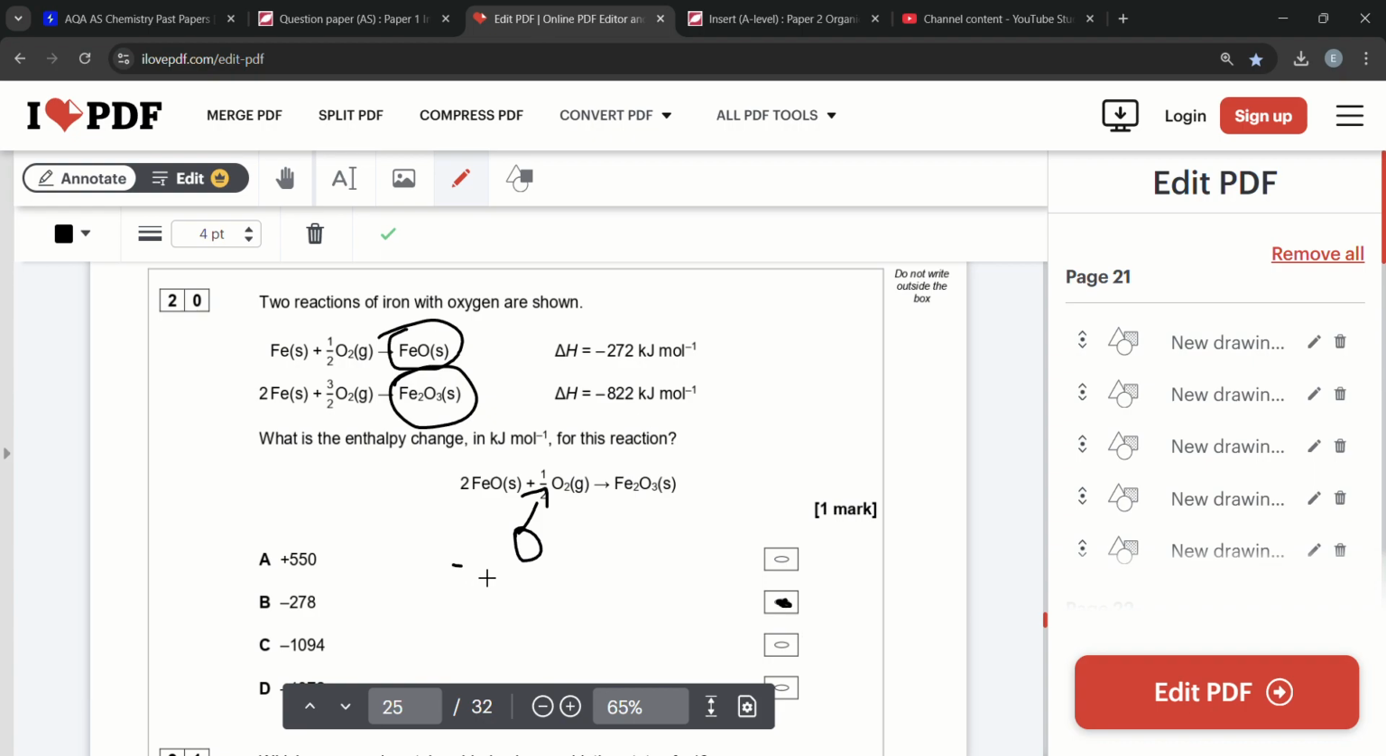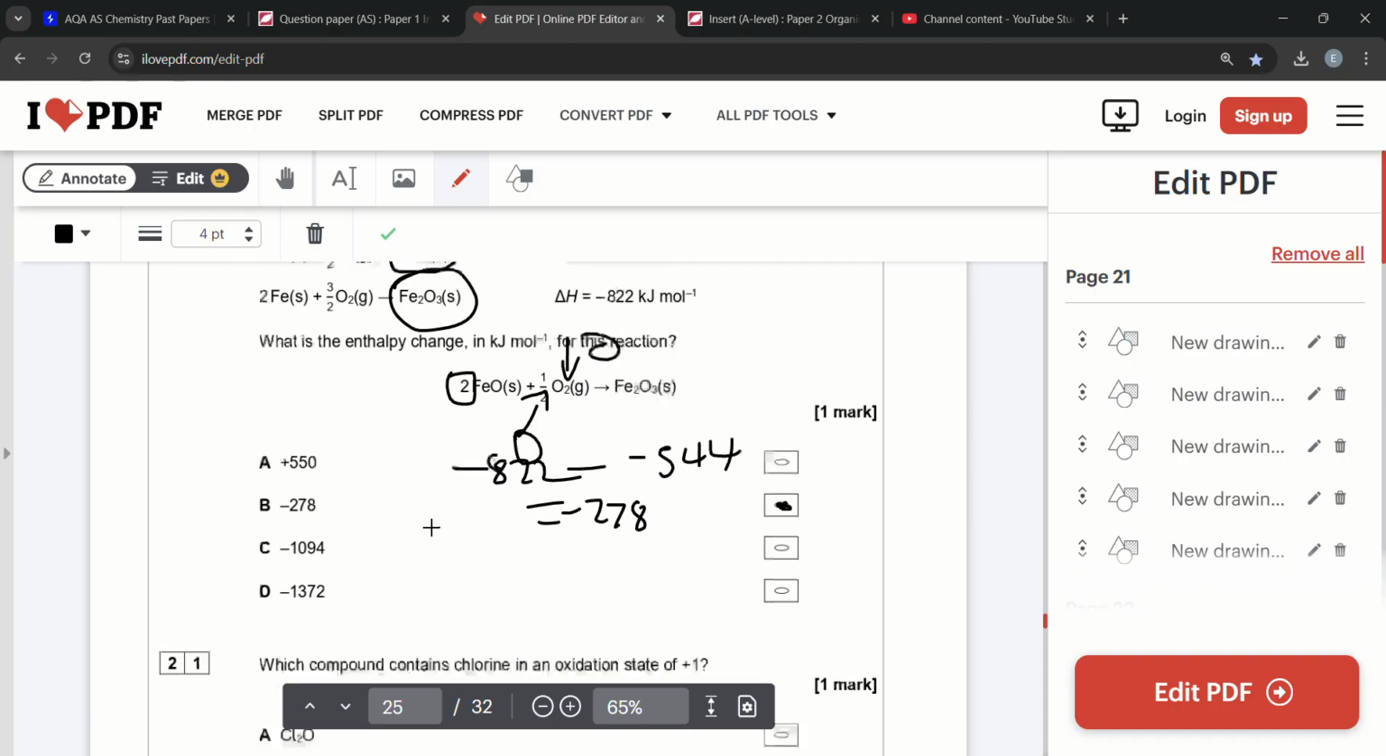Products minus reactants: minus 822, that's to form Fe2O3, minus the reactants. But in this case we've got 2 Fe, so we need to times that by 2, which is minus 544, and that will give you minus 278. And oxygen by itself is obviously going to have an enthalpy change of 0.